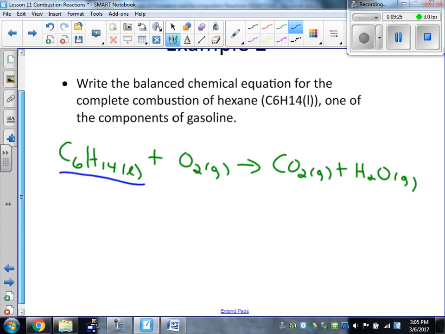Period 4. 6 carbons. Here we go. 6 carbons. Yes? 14 hydrogens. Well, that means I got to put a 7 there, yes? 7 times 2 is 14. Yes? Now, we're going to add up oxygens. 12. 6 times 2 is 12. And 7 more is a total of 19. Oh, I think we've already done this one, haven't we? 19.